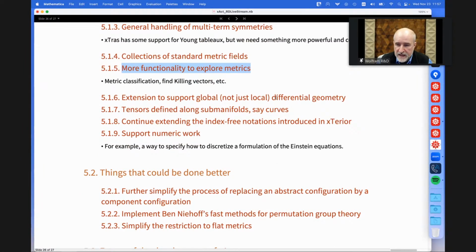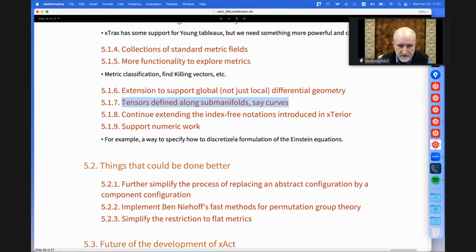Yes, I said xAct is essentially a local computational system, and it should be extended to handle topology and global geometry. Tensors defined along submanifolds, like a tensor which is defined only along a curve, like the velocity of a particle moving. That's not there yet either, though there is a system for mappings. And so it's the beginning. The beginning of this extension is there, but it's not completed yet.